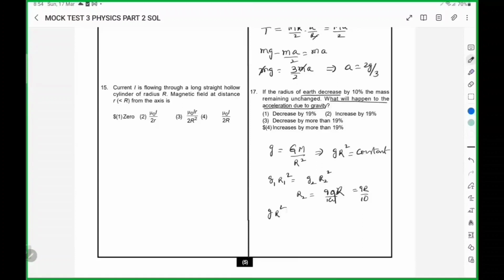So g1 r squared equals g2 into 81 r squared by 100, and r squared gets cancelled. g2 is 100 by 81 g1. The percentage increase is (g2 minus g1) by g1 into 100, that is (100 g1 by 81 minus g1) by g1 into 100. So it is 19 by 81 into 100. Since 100 by 81 is more than 1, it is more than 19%.